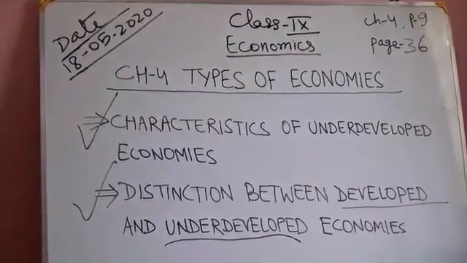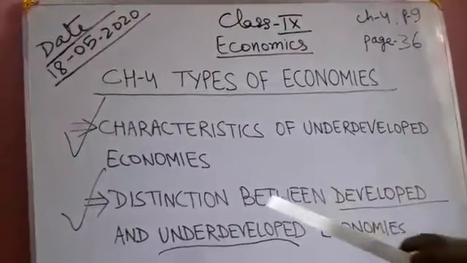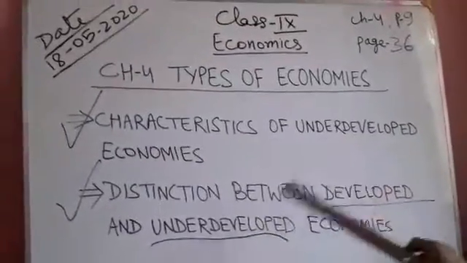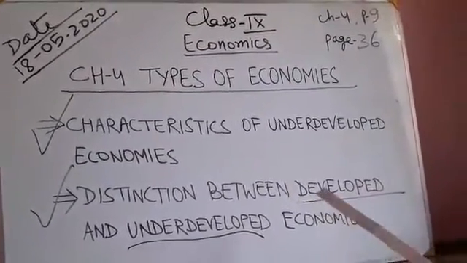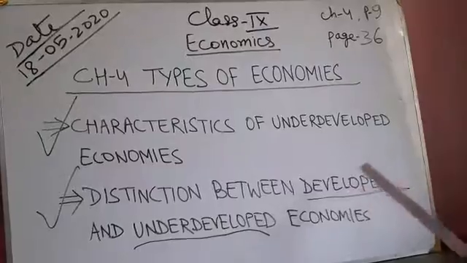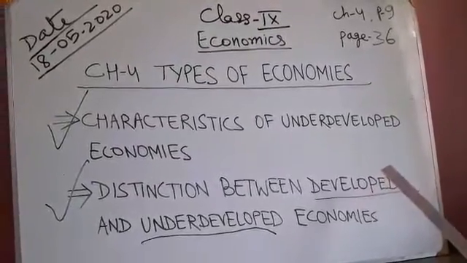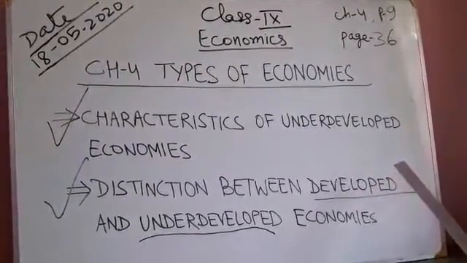We have discussed 11 points of distinction between developed and underdeveloped economies. With this, the fourth chapter is complete and your syllabus for the first term is also complete.